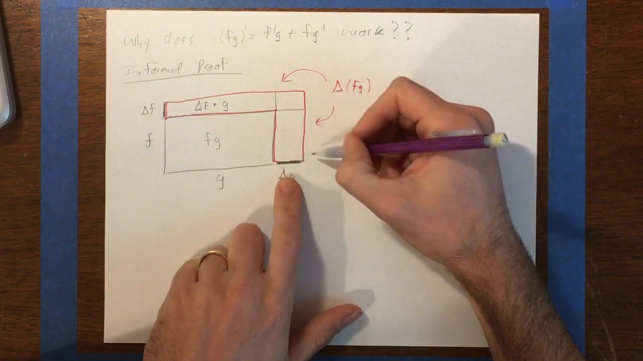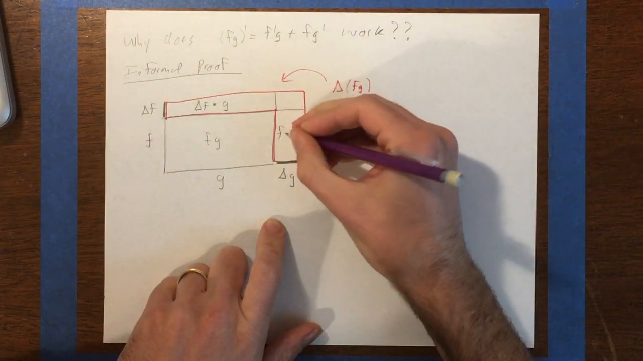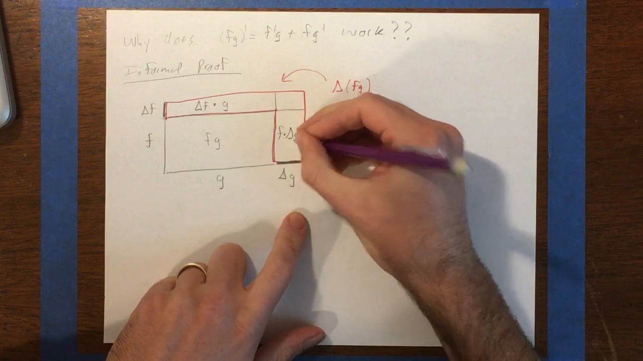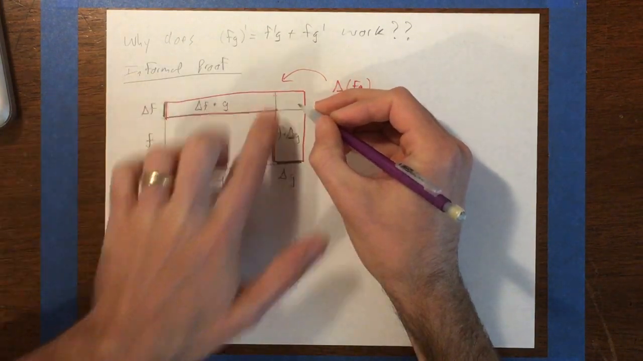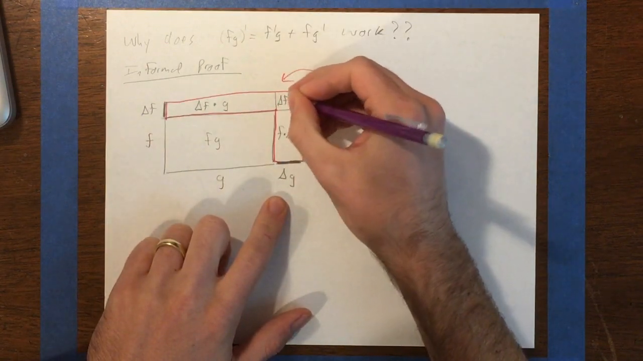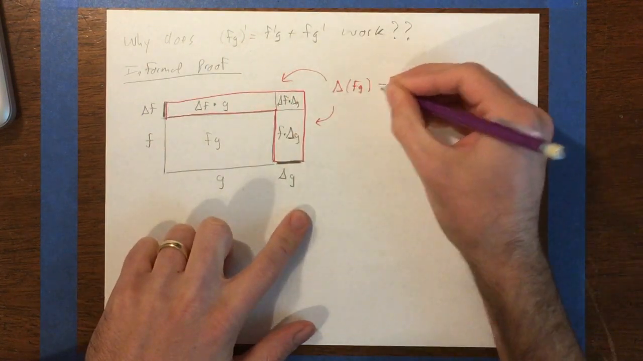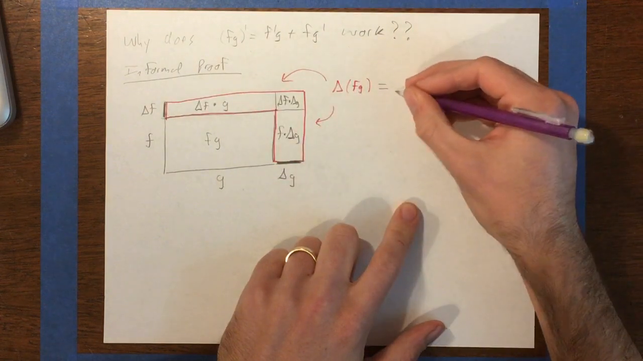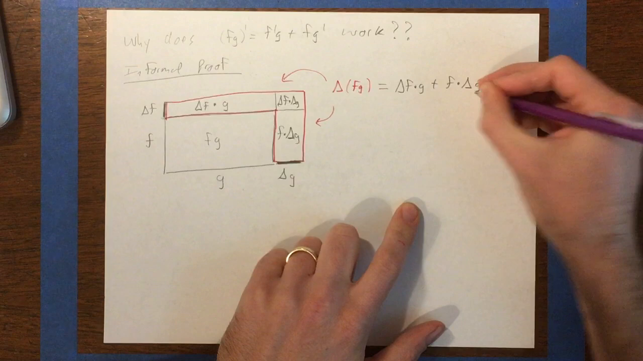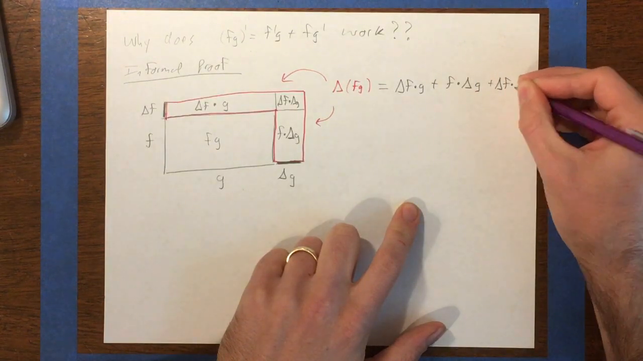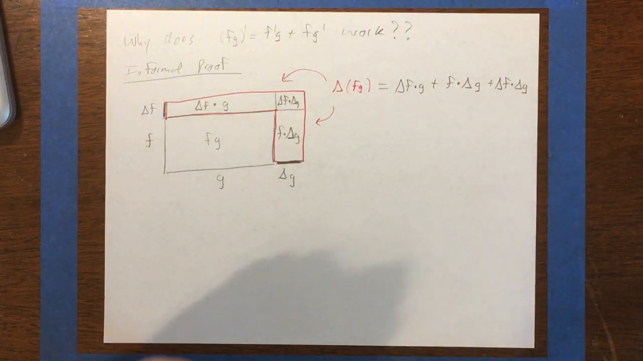And then for this one over here, you've got width f and then length delta g. So there's your f times delta g, right? But then you have this little piece up here, which is delta f times delta g. So this delta fg is all three of these pieces added together. Delta f times g plus f times delta g plus delta f times delta g, like that.